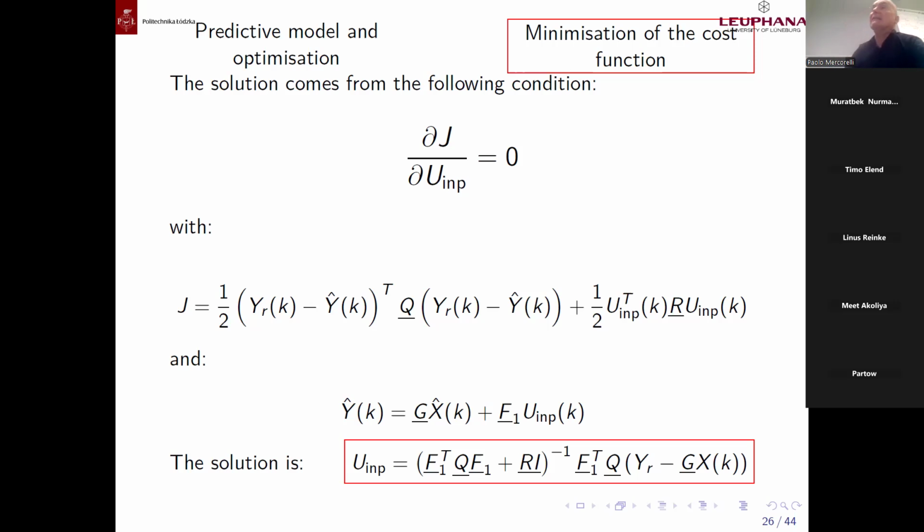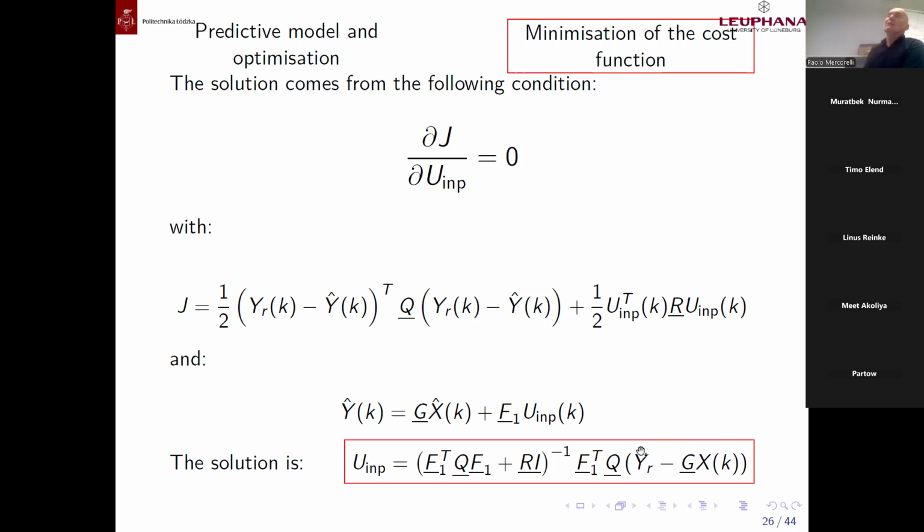We can see that the U input, which is a vector, is a function of the prediction parts. Do you remember the matrix F1, which is related to the inputs? Very important, Q and R, they appear in the analytical solution of this optimization problem. Also here, Q.